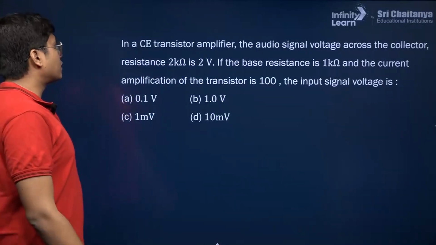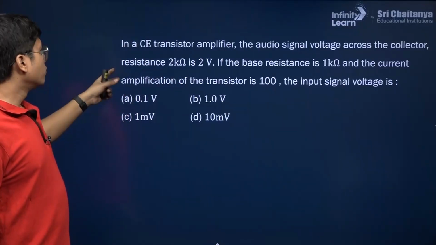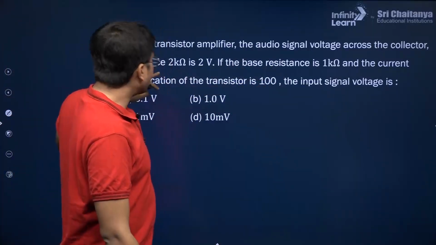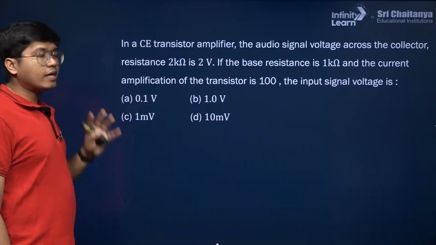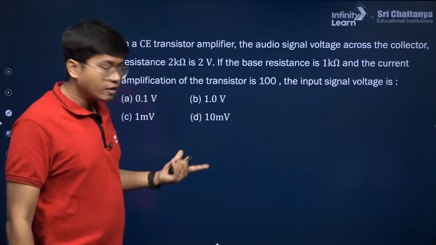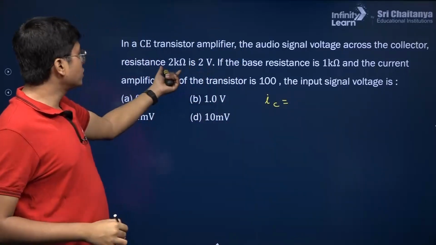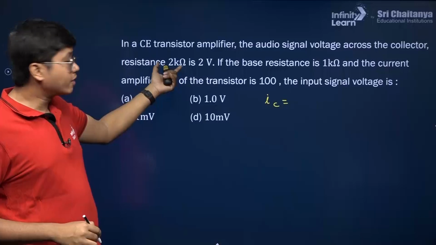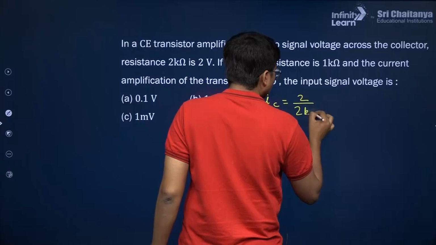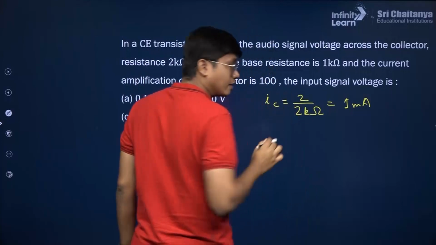Next, in a CE transistor amplifier, the audio signal voltage across the collector resistance with collector resistance 2 kilo ohm is 2 volts. If base resistance is 1 kilo ohm, the current amplification of transistor is 100. What is the input signal voltage? So first up, let's find out what is the collector current. The collector current IC is equal to the collector emitter voltage divided by the collector resistance. Okay, so that is 2 divided by 2 kilo ohms, that is equal to 1 milliampere. This is the collector current.